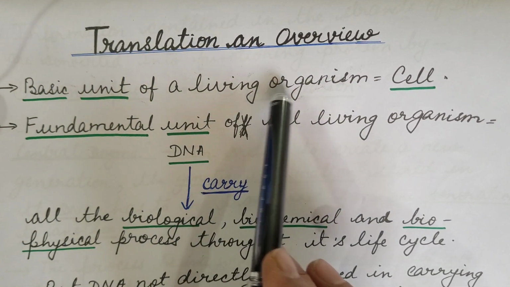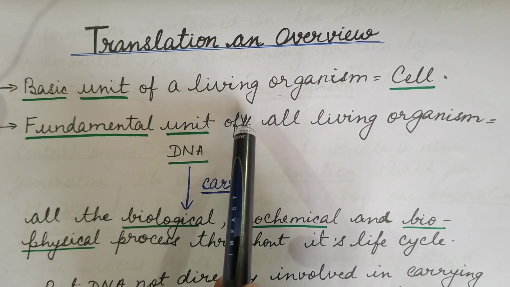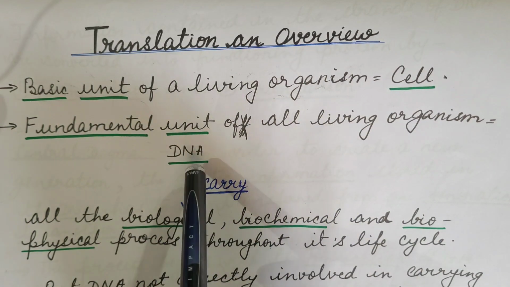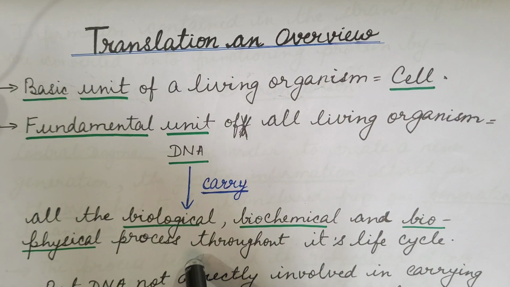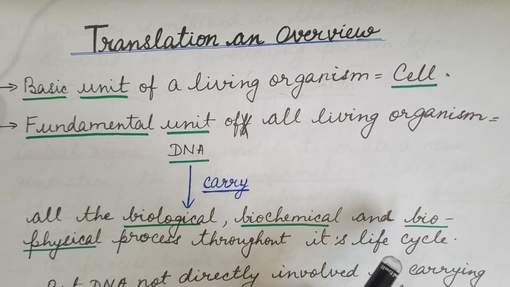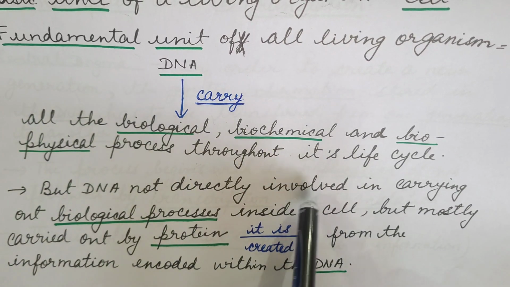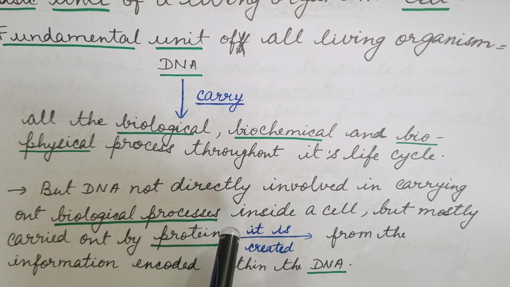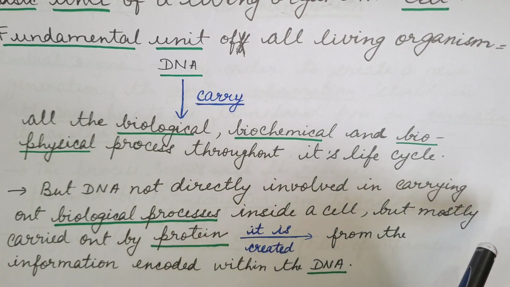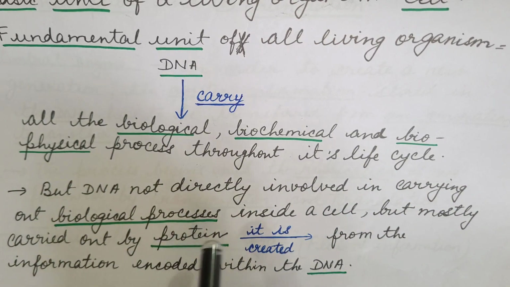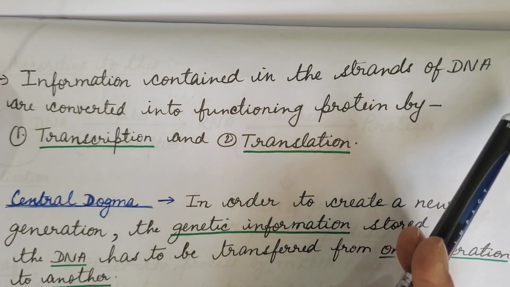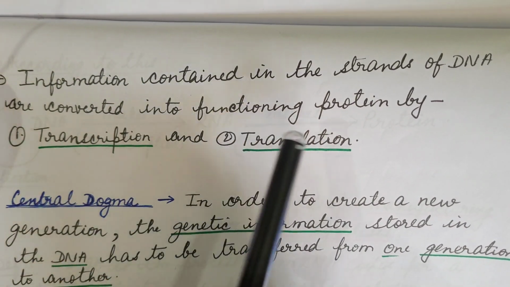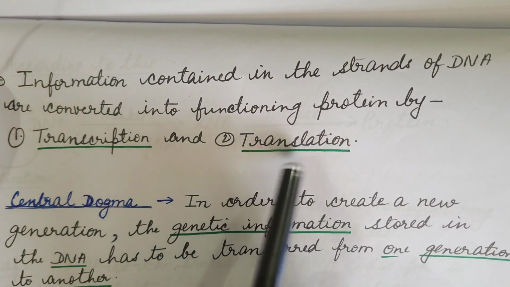Basic unit of a living organism is cell. Fundamental unit of all living organism is DNA, and DNA carries all the biological, biochemical and biophysical processes throughout its life cycle. But DNA is not directly involved in carrying out biological processes inside a cell, but mostly carried out by protein. This protein is created from the information encoded within the DNA. Information contained in the strands of DNA are converted into functioning protein by two processes, transcription and translation.